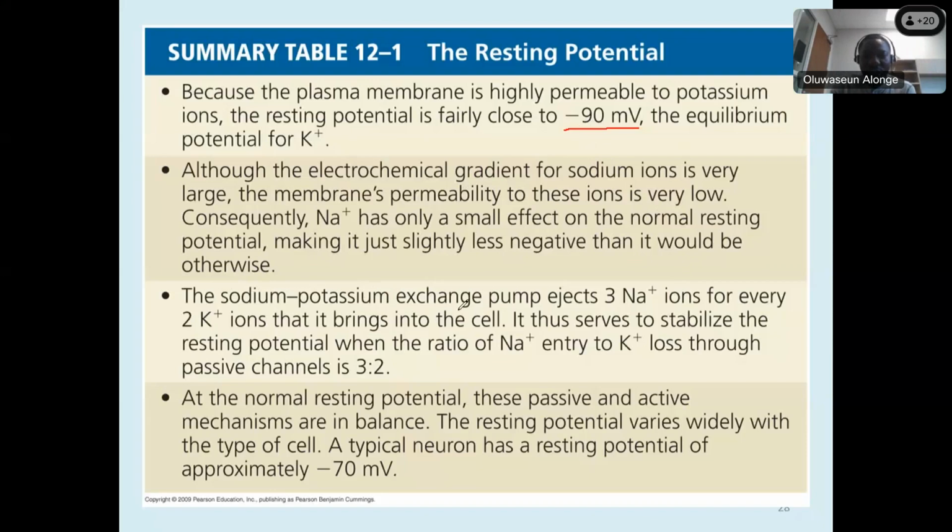Now, the sodium potassium pump ejects 3 sodium out, I told you that earlier, and 2 potassium in. So it goes in a ratio of 3:2. Three sodium goes out, 2 potassium comes in. At normal resting membrane potential, this passive and active mechanism are in balance. The membrane potential varies widely within the cell. A typical neuron has negative 70 millivolts, not up to negative 90, which is the potential for potassium. Let's go.